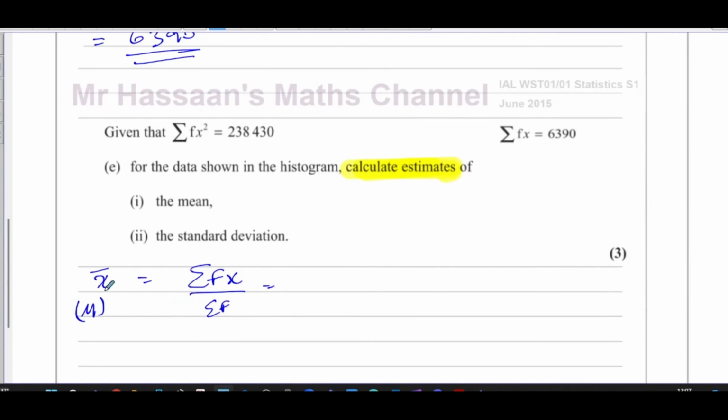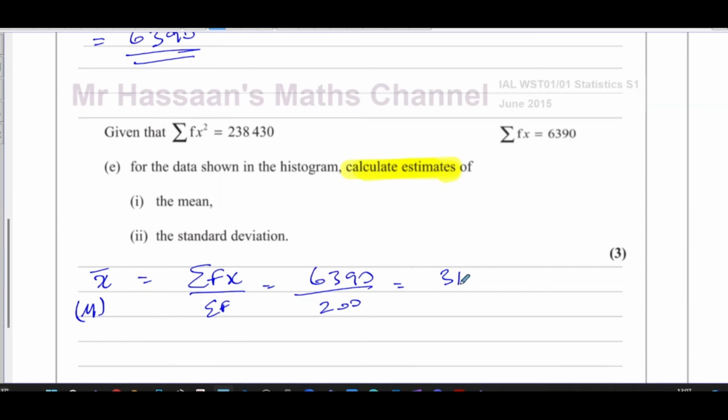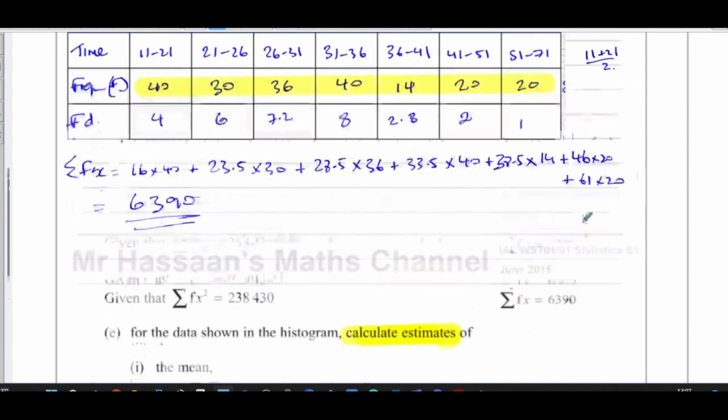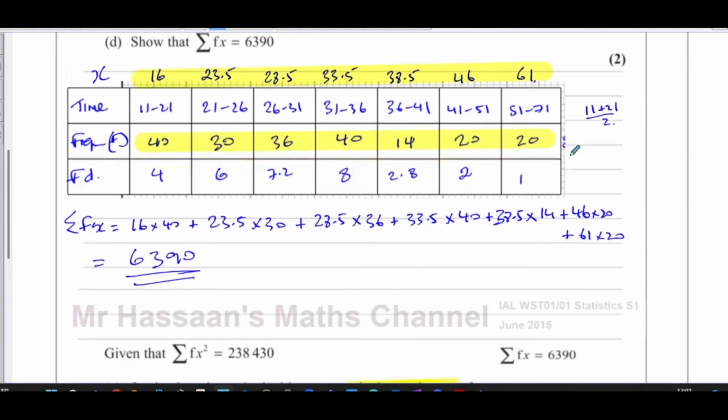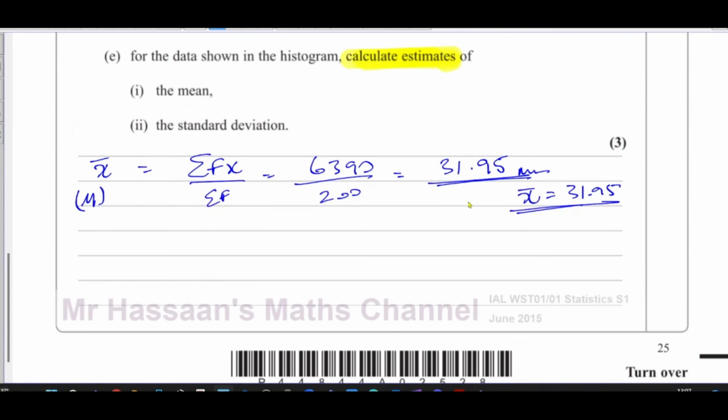So an estimate of the mean will be that 6,390 divided by the 200, which was the number of entries. If we take the answer and divide it by 200, that gives us 31.95. It's an exact answer, so we'll leave it like this. 31.95 minutes is an estimate of the mean. So we can say x bar is equal to 31.95. So we found an estimate of the median to be 30.1 and an estimate of the mean to be 31.95. Then we have to find the standard deviation.